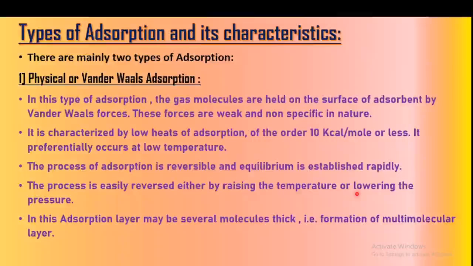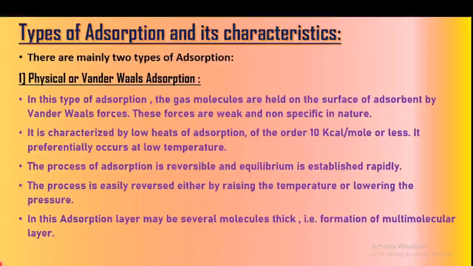And in this, the adsorption layer may be several molecules thick. That is the formation of a multimolecular layer. Means in physical adsorption, many molecular layers of the adsorbent are formed, so it is also called the formation of a multimolecular layer. It may be found in gases like hydrogen, nitrogen, carbon monoxide, methane, carbon dioxide, HCl, H2S, chlorine, which get adsorbed on the charcoal adsorbent. These are all examples of physical adsorption.